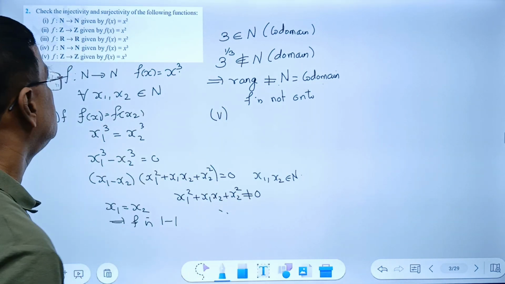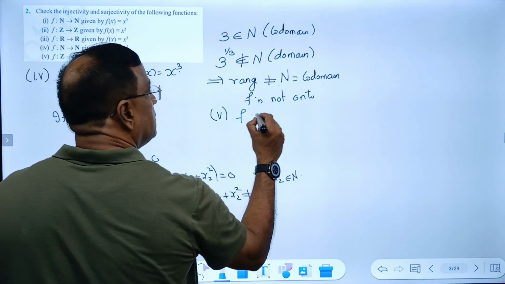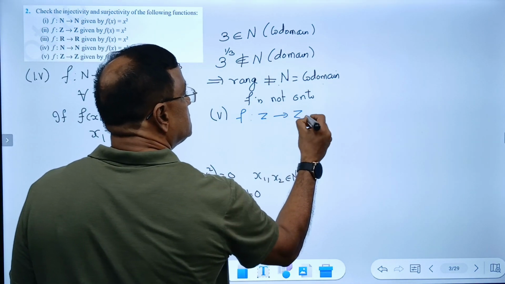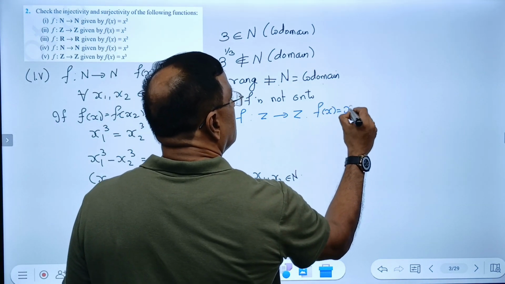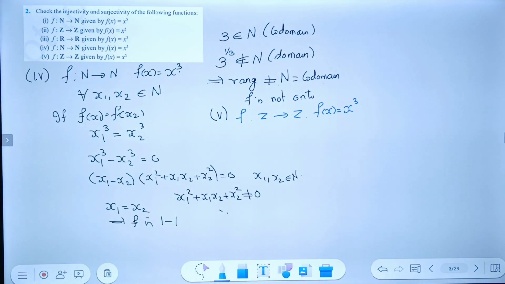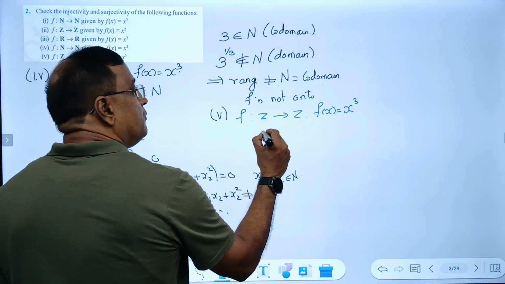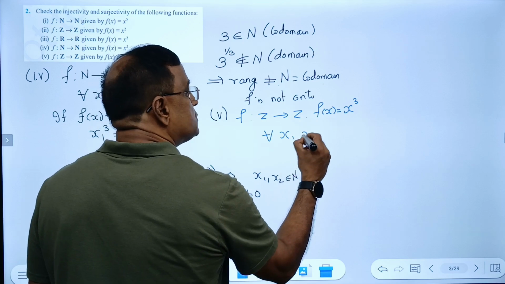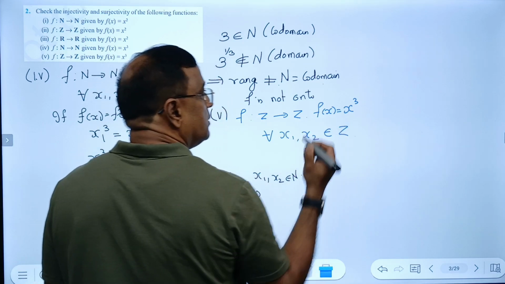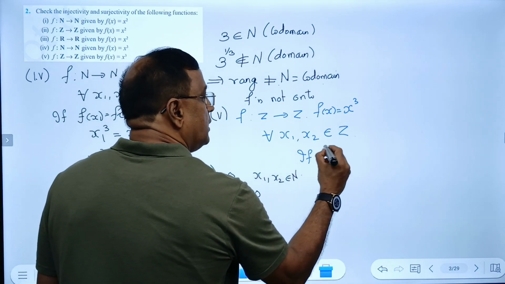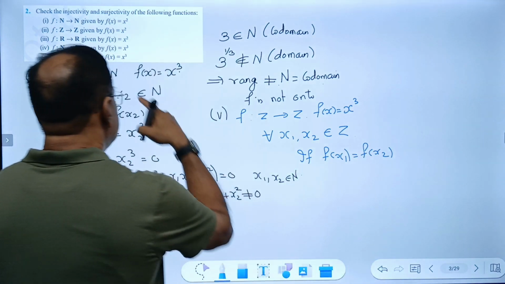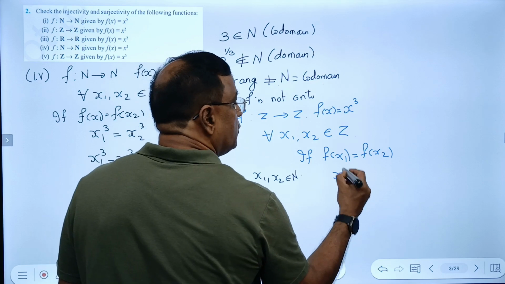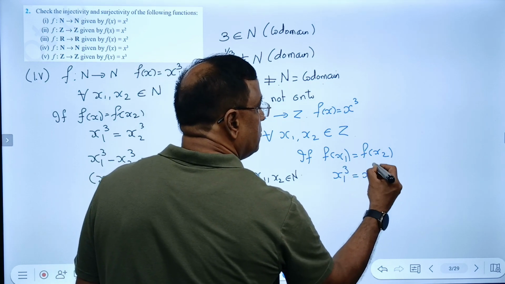Let's try the fifth subdivision. f is a function from Z to Z, defined as f of x is equal to x cube. Now clearly what happens? For every x1, x2 belonging to integers, if f of x1 equals f of x2, the same logic, you get x1 cube equal to x2 cube.